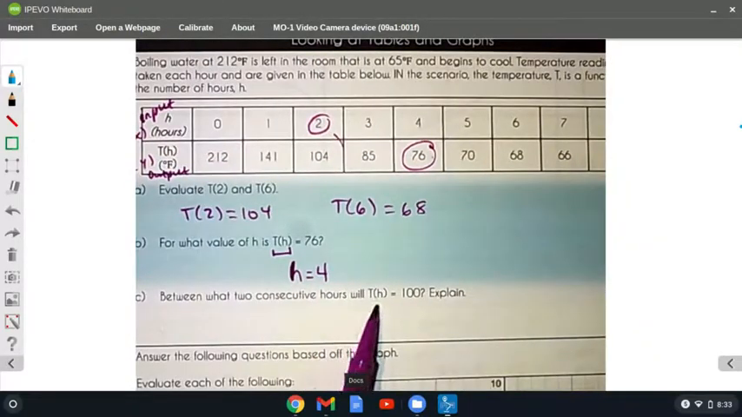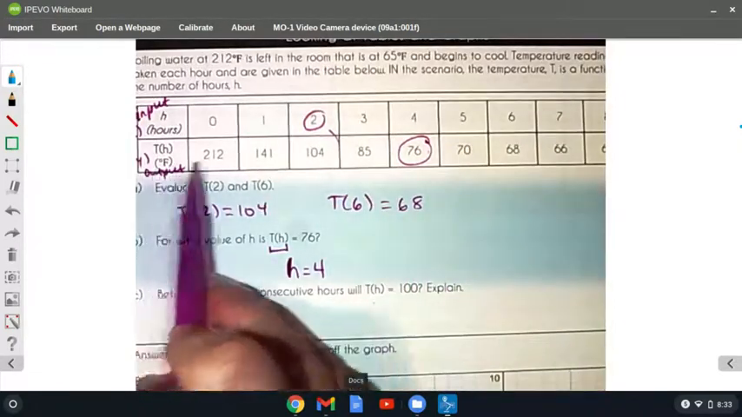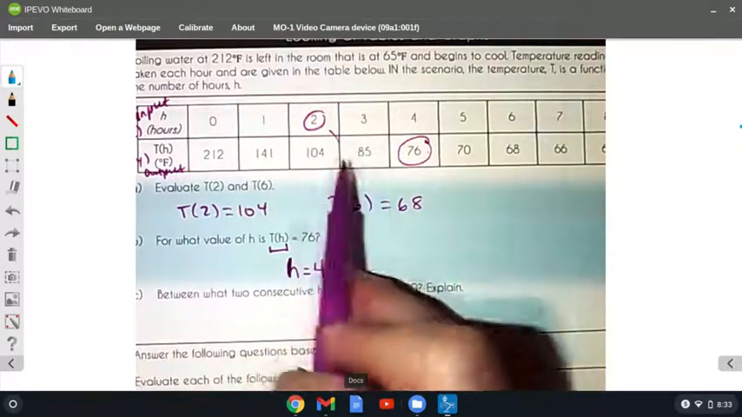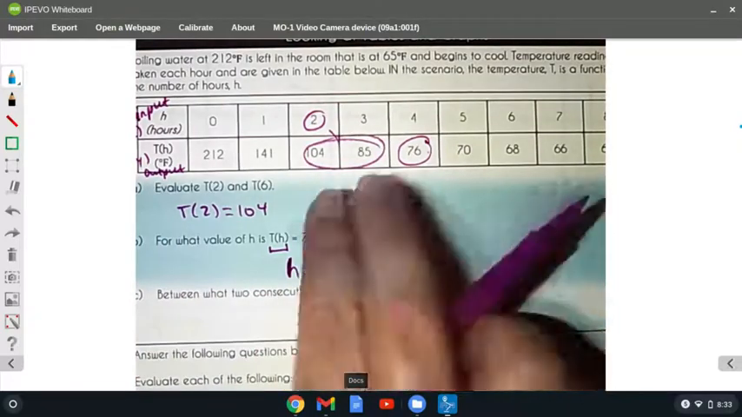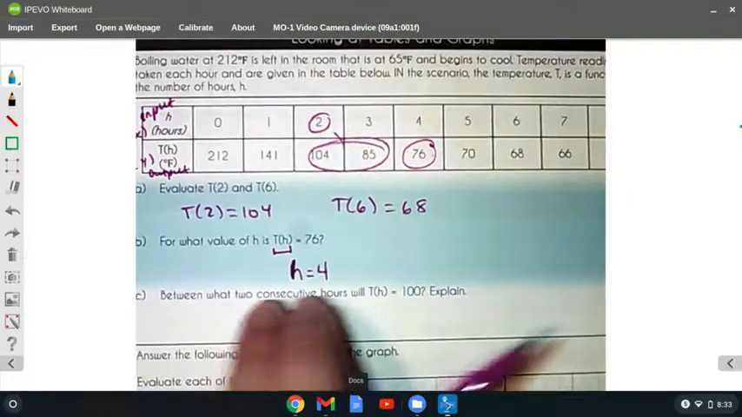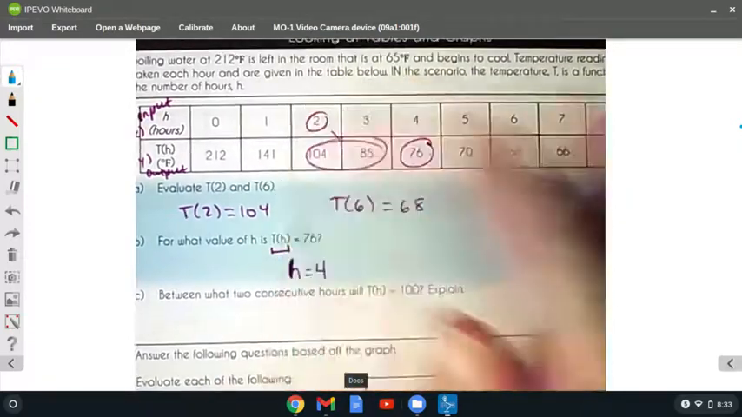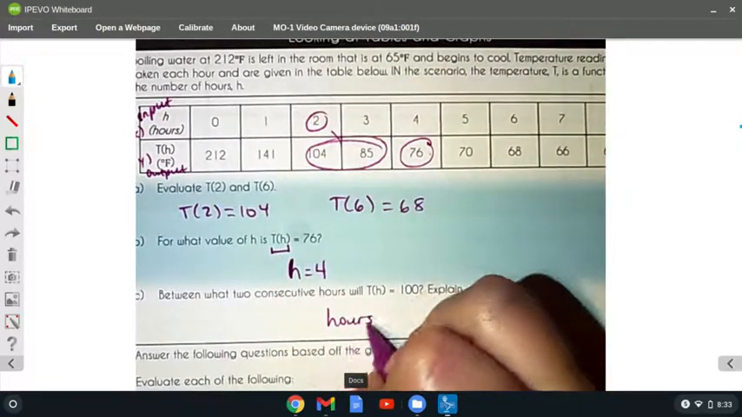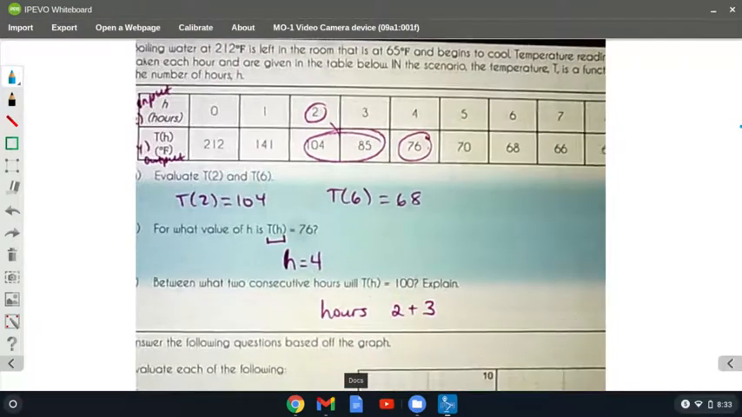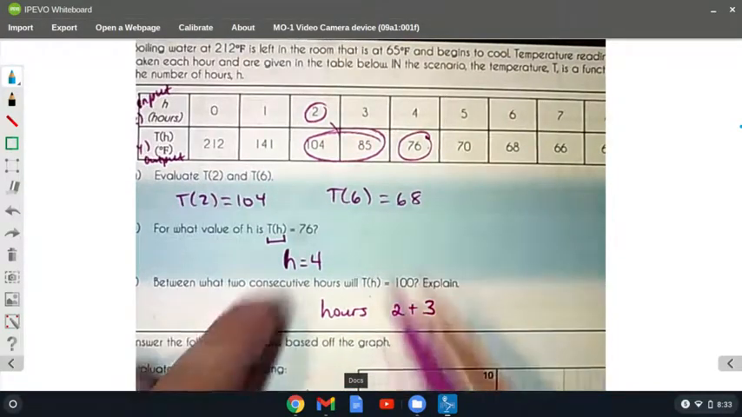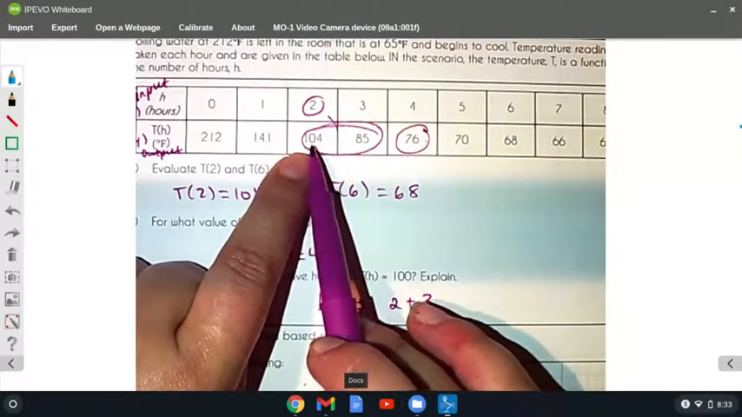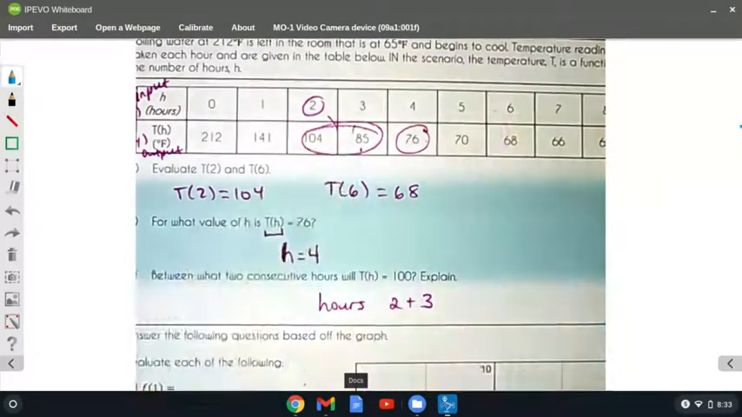Between what 2 consecutive hours will our temperature equal 100? So I'm looking here and I don't see the exact value 100, but I see 104 and 85. So it must be between those 2 hours, and that would be hours 2 and 3. And if you wanted to explain that, you would just say the temperature at hour 2 is 104, the temperature at hour 3 is 85. So somewhere between the second and third hour, the temperature should hit 100.